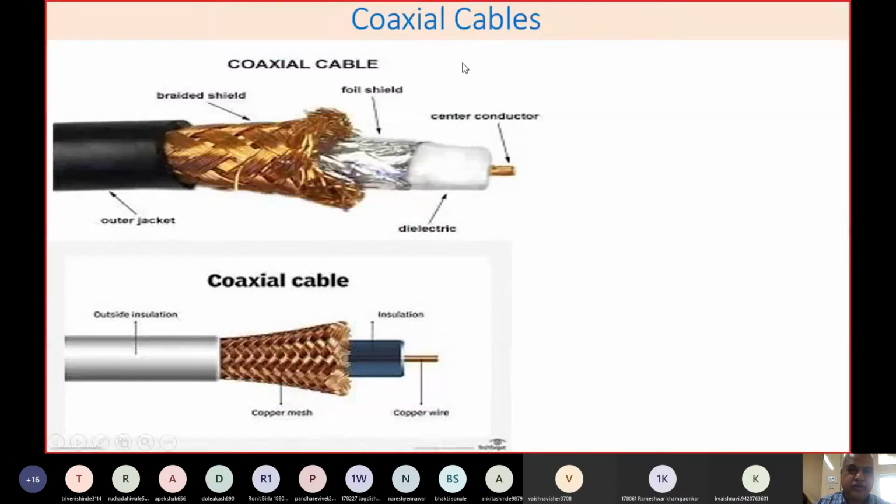I will see the second topic from networking, that is network cables. There are different types of cables used for networking, and it is the essential component to connect a computer. There are four types of cables normally used: one is coaxial cable, another is unshielded twisted pair cable, UTP cable, then shielded twisted pair cable, that is STP cable, and finally it is optical fiber.